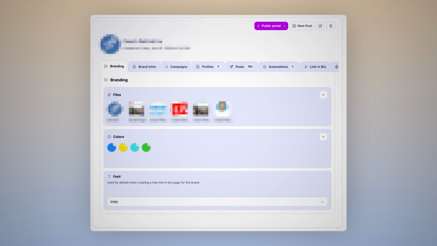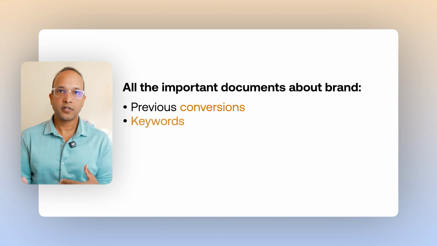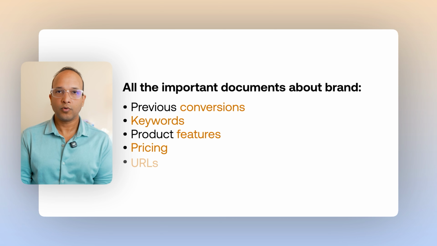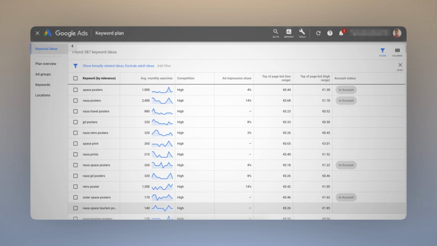We need something like a brand workspace for Adspire to work in. Brand workspace is essentially all the important documents about that brand. It could be previous conversions, keywords, product features, pricing, URLs of a company's websites, all of those things, so that the agents can consume that and understand what is the best way to create that campaign. And obviously Adspire also knows the ads account details like campaign performance and previous keywords which worked or not, but it's always good to have a really good brand workspace. You can give a lot of creative guidance to the agents around what is the best way to create.